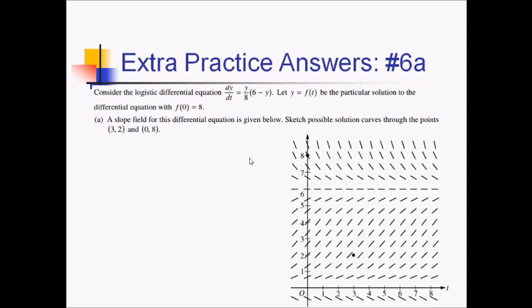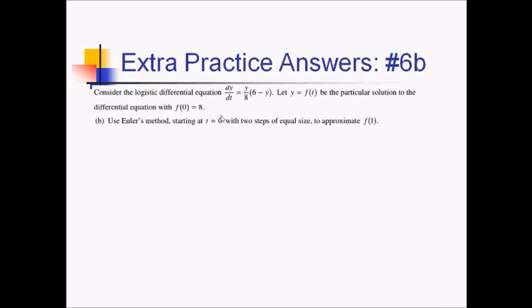For this problem, we're given this differential equation and this slope field. We don't really need the differential equation for part A that we're doing here. They just want us to sketch solution curves through 3, 2 and 0, 8. So for 3, 2, which is right here, we need a curve that follows the tangent lines, goes through that, and follows the other tangent lines. So something that goes like this if we're following the tangent lines. We do have a horizontal asymptote up here that we have to follow. And now for 0, 8, we're just going to come down like this and also approach that horizontal asymptote.